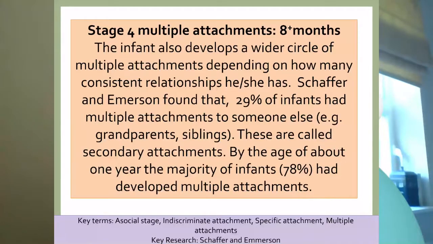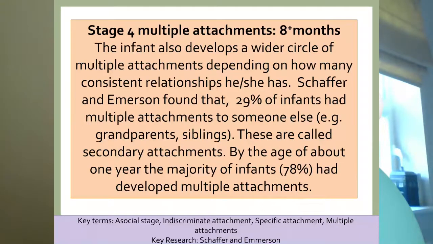Or if they're going to grandparents very often, or aunties, uncles, even fathers as well, they can count as multiple attachment figures. So if the mother's been the primary source of attachment up until this point, from 8 months onwards, that infant would have a stronger attachment to other individuals such as the father. And these attachments are called secondary attachments.